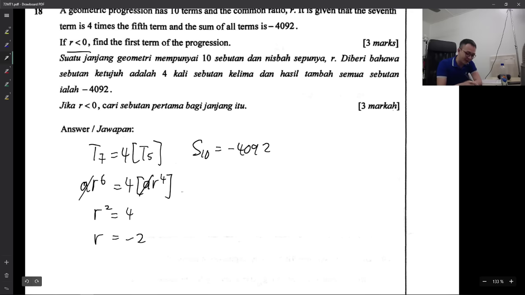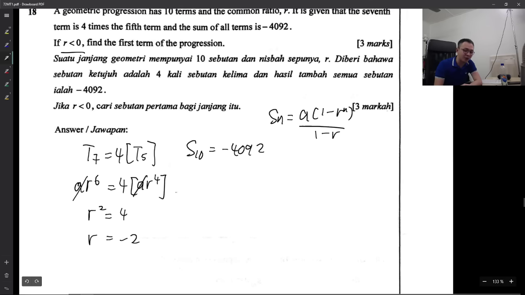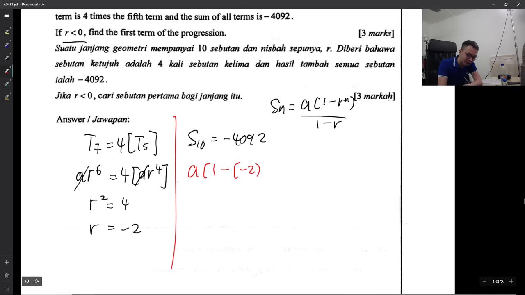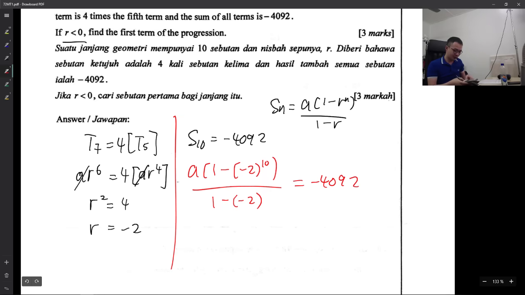Alright, and for Sn, since r is less than 1, I'm going to use this formula: a times 1 minus r to the power of n over 1 minus r. Okay, so I will use this formula for this. Let me use another color. So r is negative 2, right? a times 1 minus negative 2 to the power of 10, over 1 minus negative 2, equals negative 4092. Alright, so 1 minus bracket negative 2 to the power of 10.